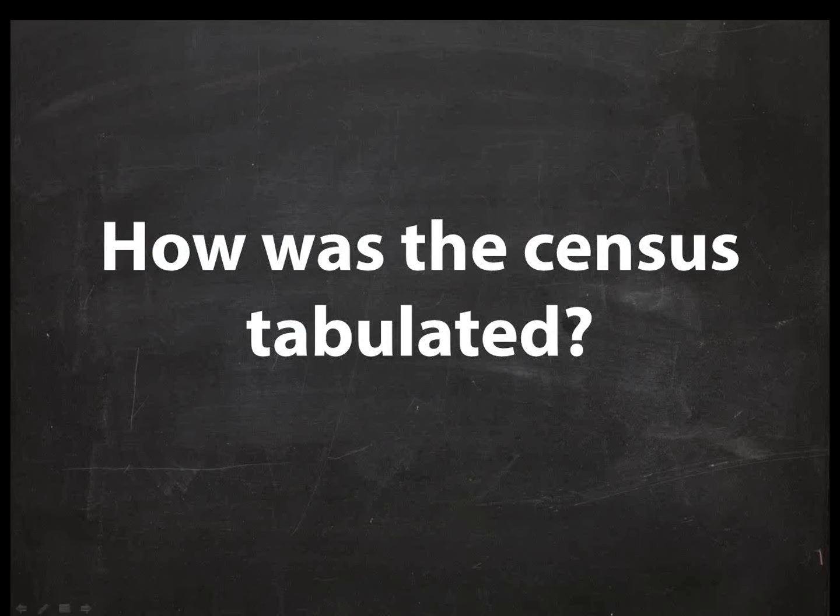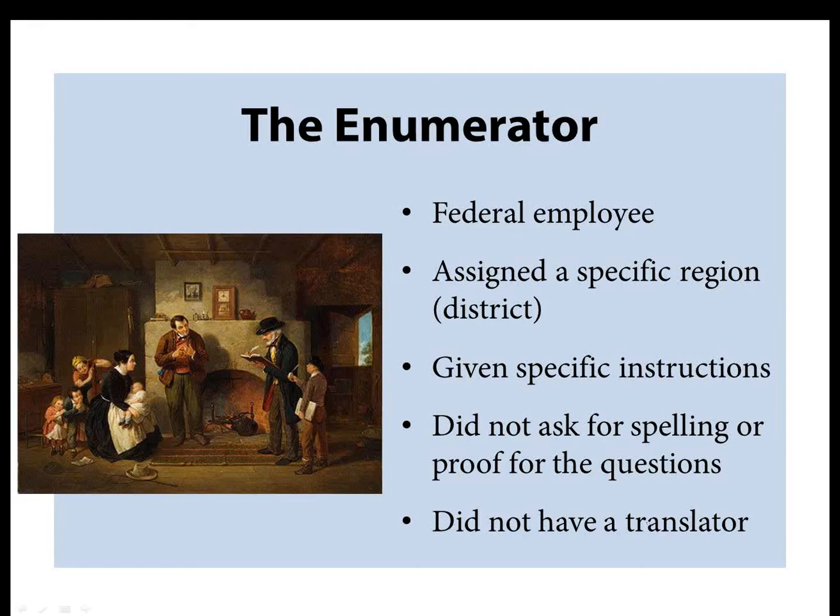Now, one of the most important ways to understand this is how it was tabulated. And as a historian, this is something that I was especially interested in because it tells us a lot about the record that we're looking at, or the record that we're using to determine things about our family members. And it's evolved greatly over the 220 years of its existence. The first person that you need to be aware of is the enumerator, so the person who is in charge of taking down the information about your ancestor. They are a federal employee.